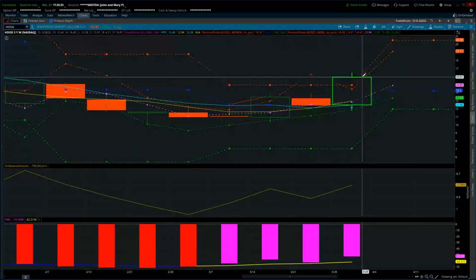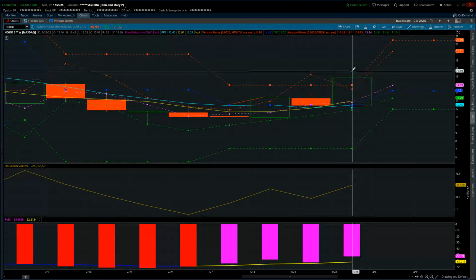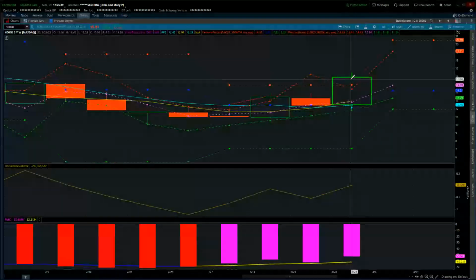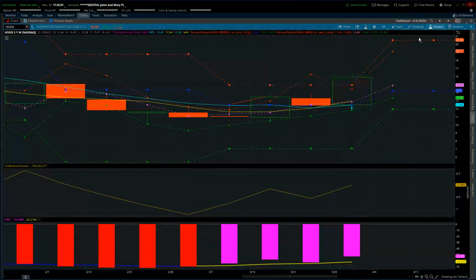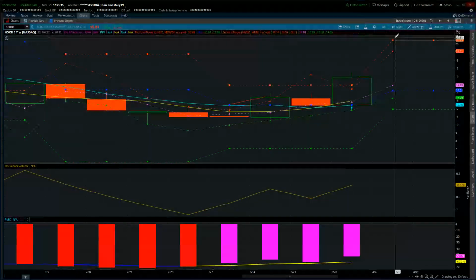So if the market doesn't puke between now and Thursday, and we assume the high's in, the low's in, and it closes somewhere here, it's giving us a positive outlook for the month of April in this trade.